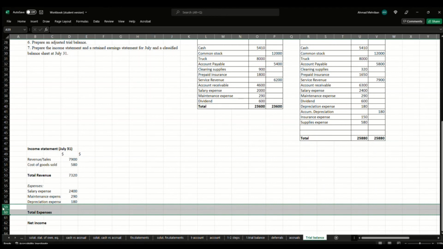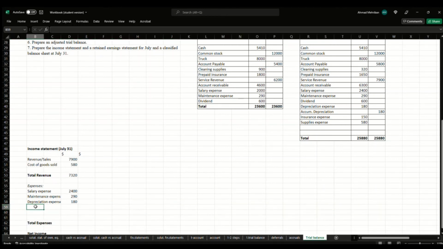Yeah, I'll add 2 more lines because I think there are 2 more. Insurance expense is 150. And lastly, supplies. Supplies expense I already accounted for. Thank God I noticed it on time. Yeah, so the supplies expense was included in here. So cost of goods sold. I can actually write here supplies expense. Yeah, supplies.